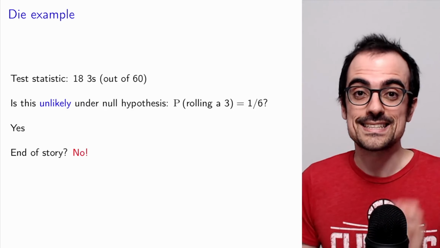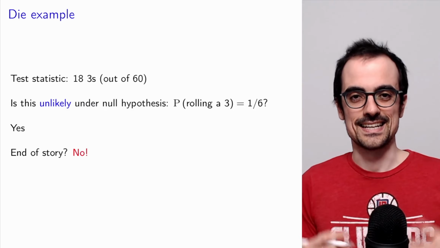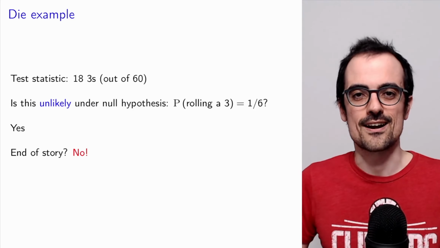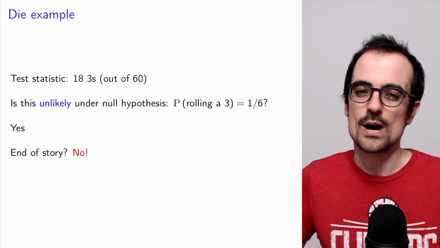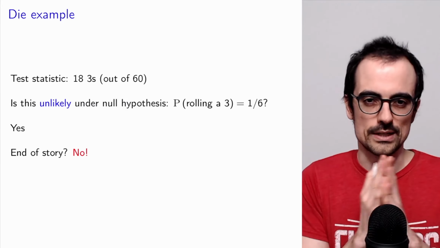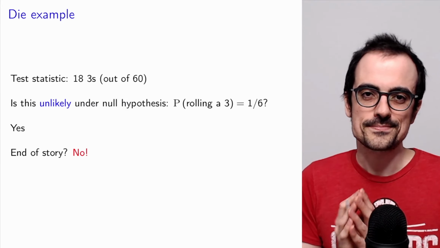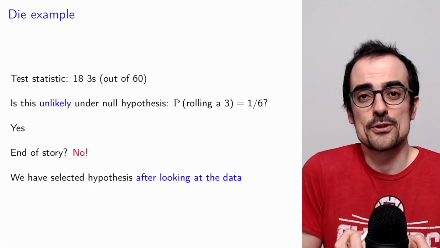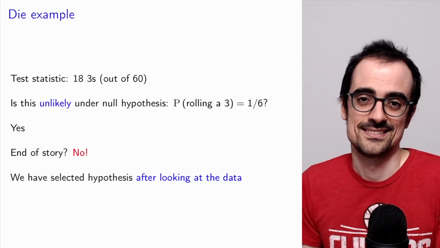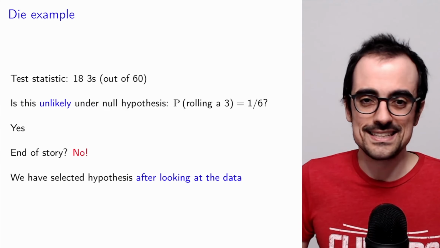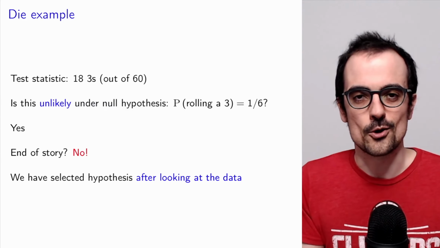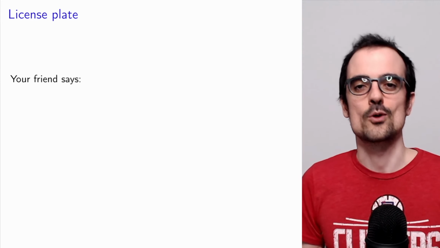Okay, we have committed a cardinal sin in the hypothesis testing framework, and I would like you to think about what that cardinal sin might be. Why is this really not convincing, what we have just done? The reason this is not convincing is because we have selected the hypothesis after looking at the data. In order to illustrate why this invalidates our whole procedure, let's think of the following example.